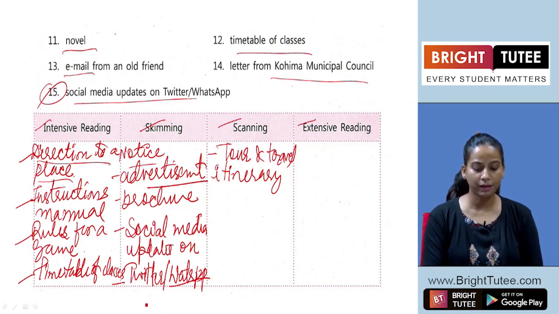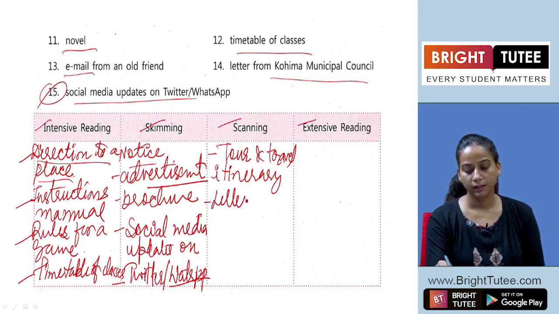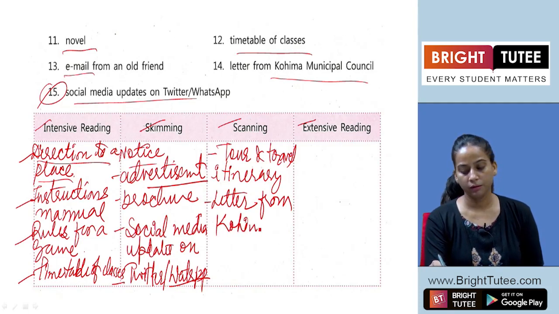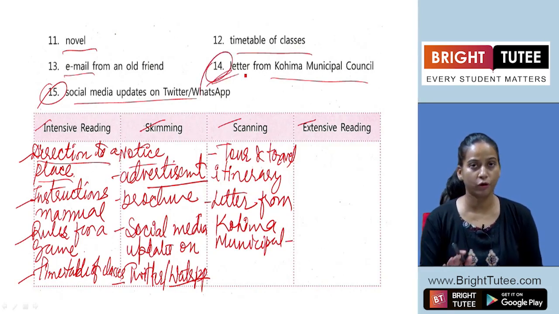The second example can be letter from Kohima Municipal Council. So that, point 14, is going to be part of this scanning.